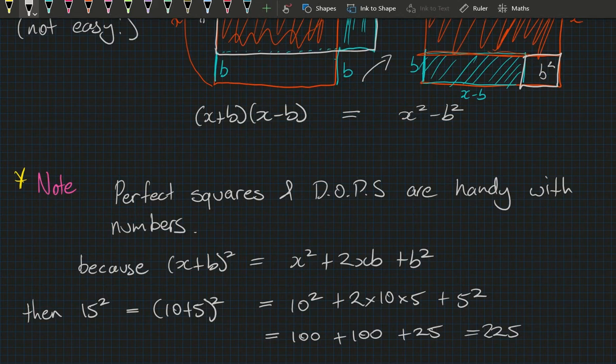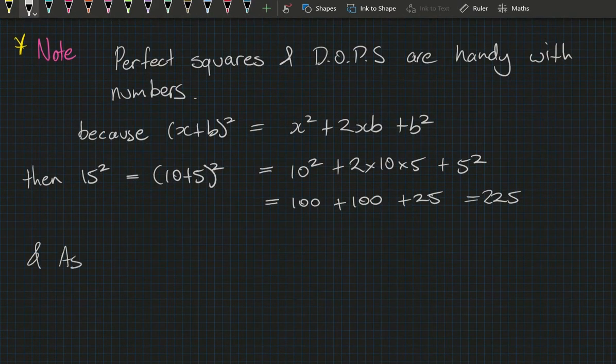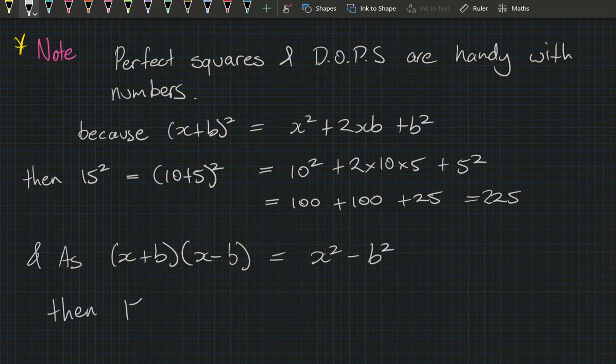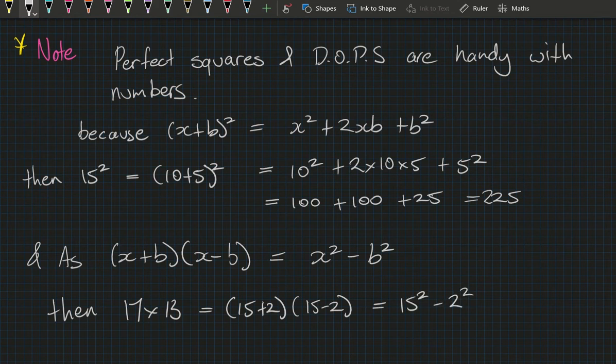And because x plus b times x minus b is equal to x squared minus b squared, then 17 times 13 can be represented as 15 plus 2 times 15 minus 2. And using our difference of perfect squares rule, that is equal to 15 squared minus 2 squared. We've already figured out 15 squared and we all know what 2 squared is. So therefore 17 times 13 is 221. And I'll leave that for you to check with the calculator.